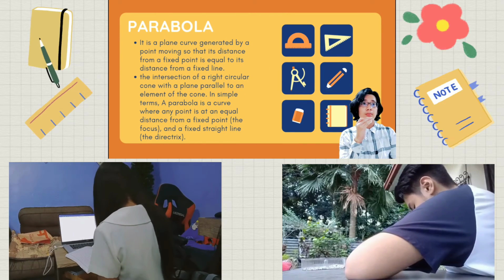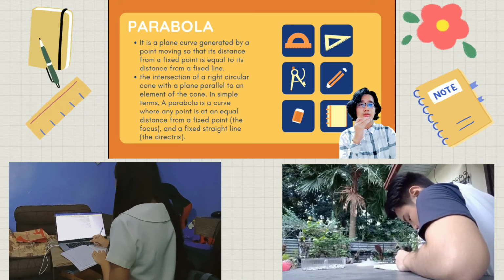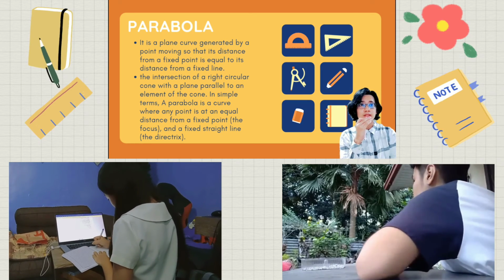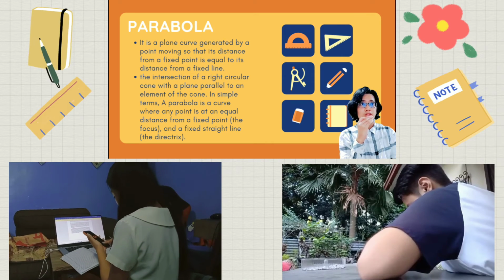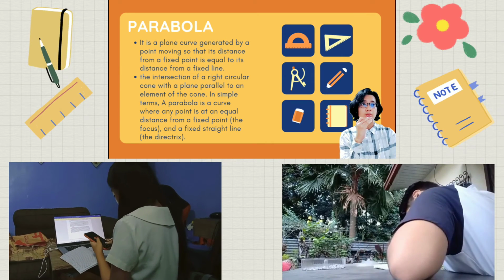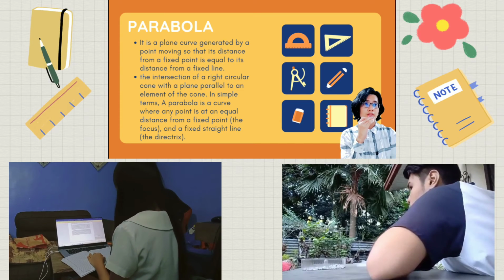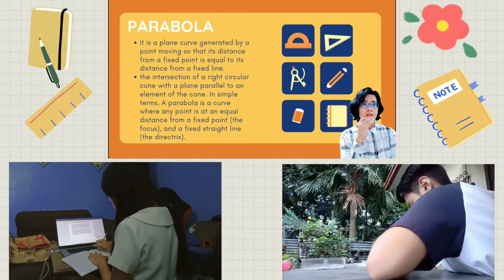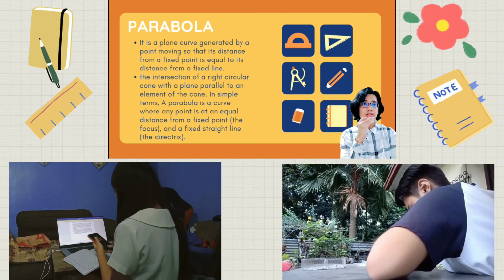A parabola is a plane curve generated by a point moving so that its distance from a fixed point is equal to its distance from a fixed line. It is the intersection of a right circular cone with a plane parallel to an element of the cone. In simple terms, a parabola is a curve where any point is at an equal distance from a fixed point called the focus and a fixed straight line called the directrix.